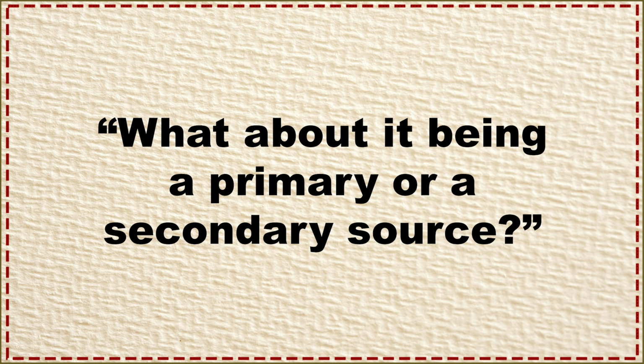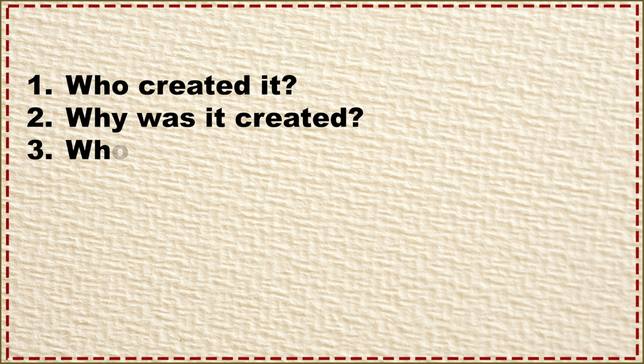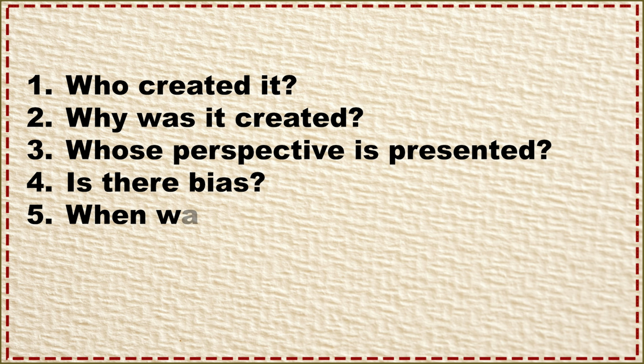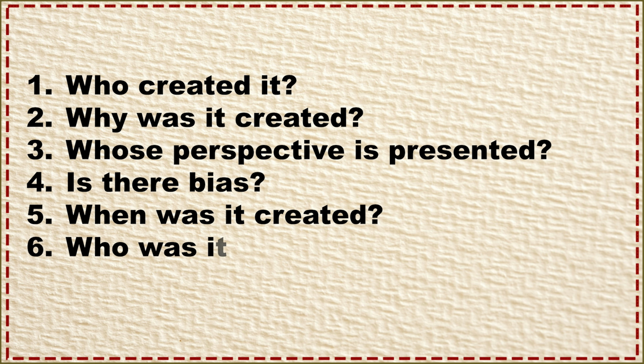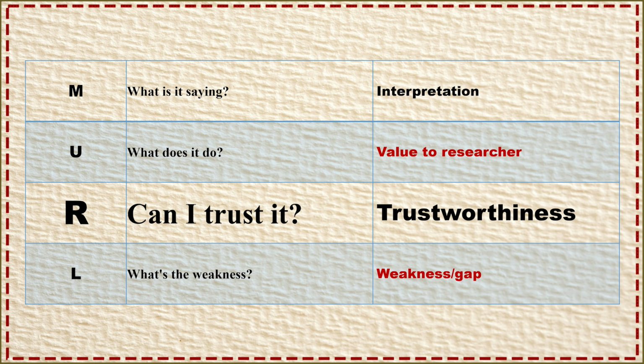The fact that a source is primary or secondary does not automatically make it reliable. You still need to consider provenance, purpose, and bias. Simply put, consider the following questions when looking at reliability. Who created it? Why was it created? Whose perspective is presented? Is there bias? When was it created? Who was it created for? Can it be confirmed by other sources?